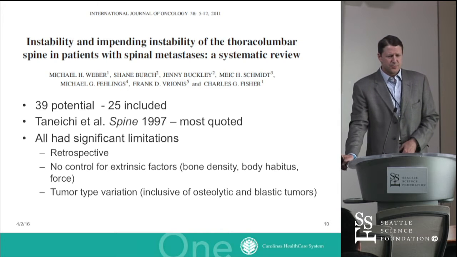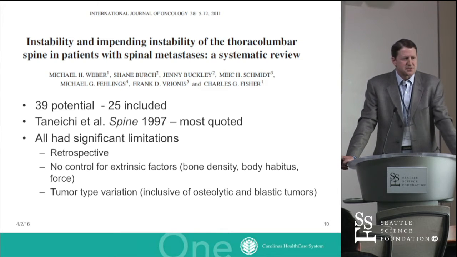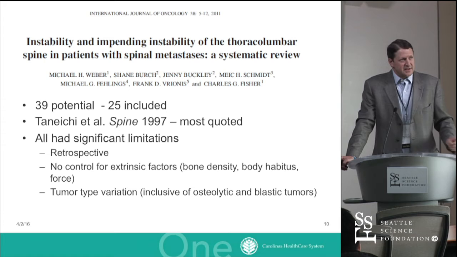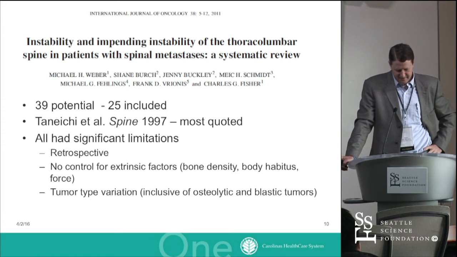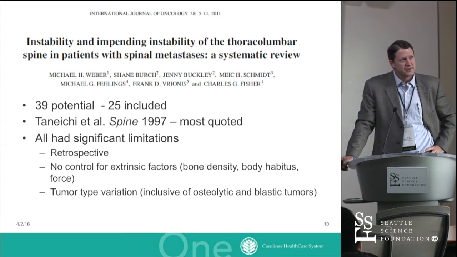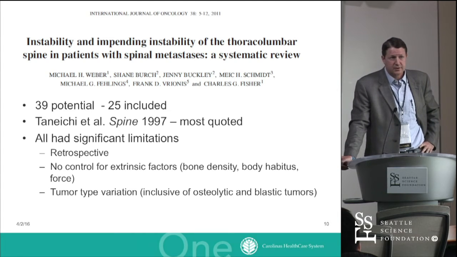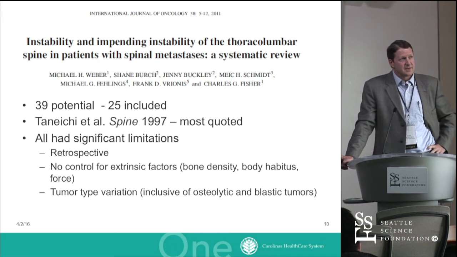So prior to putting together the SIN score, Dr. Fehlings and Fisher and the Canadian folks did a systematic review of the thoracolumbar spine. That's one of the highest stress areas of the spine and a very common area for spinal metastases. So there was a lot of literature. They actually found 39 studies looking at spinal stability. They ended up meeting inclusion criteria for about 25 of them.